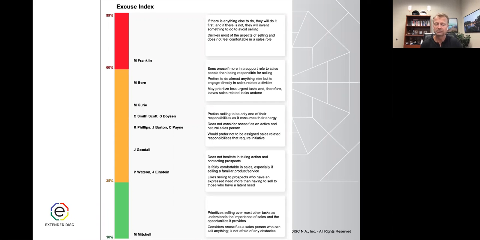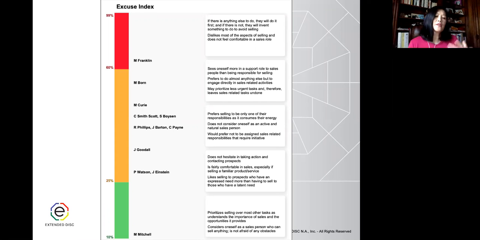This team, honestly, I would say has some challenges. Right. And what our clients have really told us that they like is not only that the team sales excuse index allows you to take a step back and get a big picture of your team, but people have also found the descriptions really helpful. So if you think about M. Mitchell, who is at the very bottom in that almost 10, 11% green zone, it actually describes what his excuse index is.